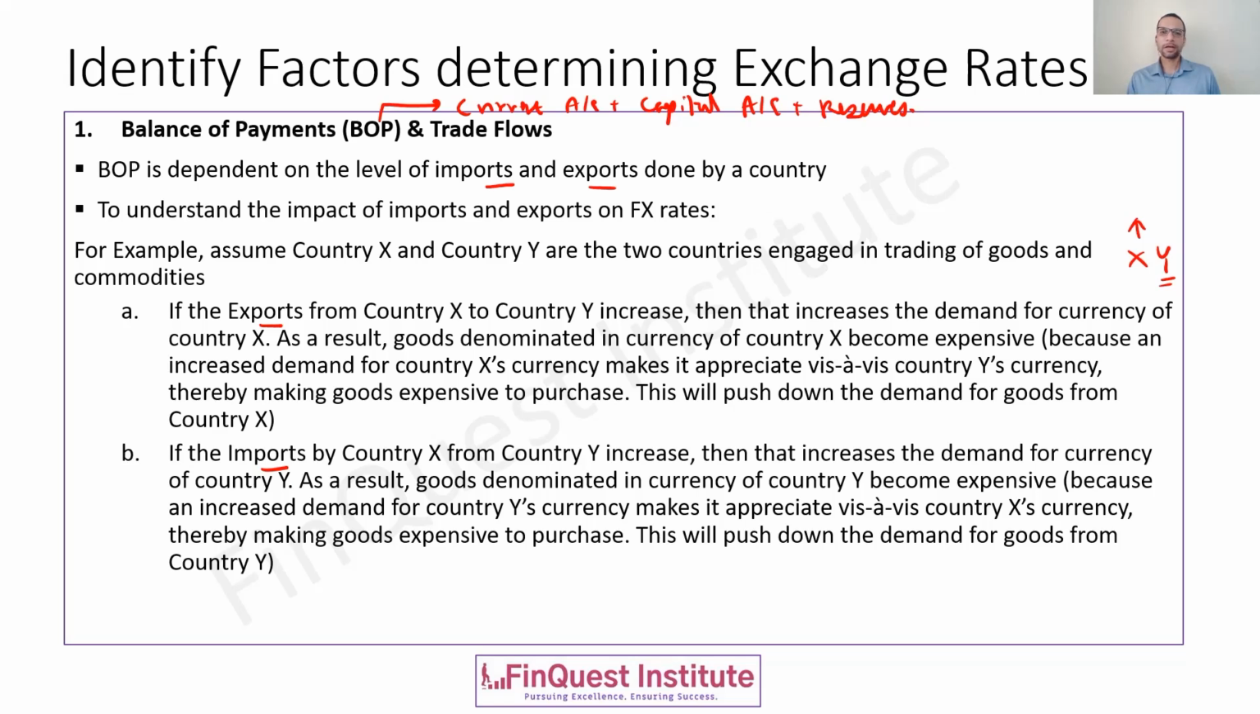As the demand for currency Y rises, it is going to appreciate vis-a-vis currency X. And whenever this happens, the people who are importing from country X are going to find it expensive to purchase products from country Y, because country Y's currency has appreciated vis-a-vis country X. So it is becoming unaffordable for them to purchase more and more products from Y, and this is going to push down the demand for goods from country Y. So this is how imports and exports are going to have an impact on the FX rates.